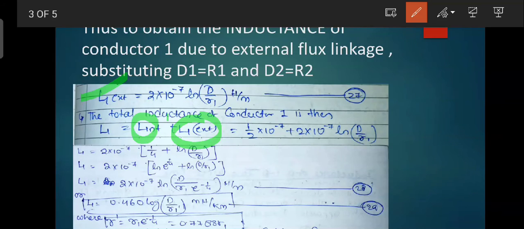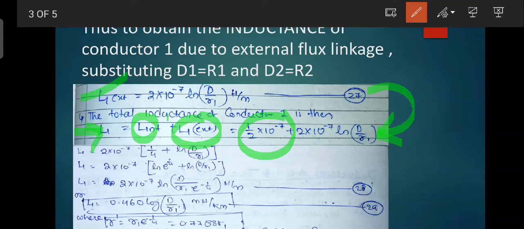So the total inductance of conductor 1 is the internal inductance plus the external inductance, yes or no? I think it is yes. So total inductance of conductor 1 is equal to internal inductance, which is 1 by 2 into 10 to the power minus 7 Henry per meter, plus external inductance, 2 into 10 to the power minus 7 ln D upon r1, not R dash. R dash is coming later on, it is r1.